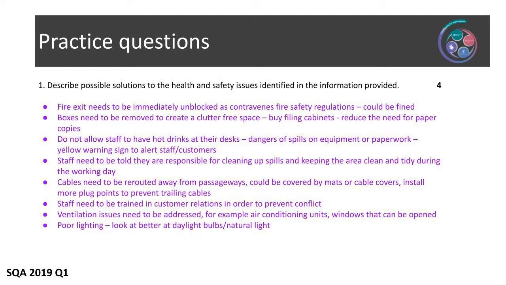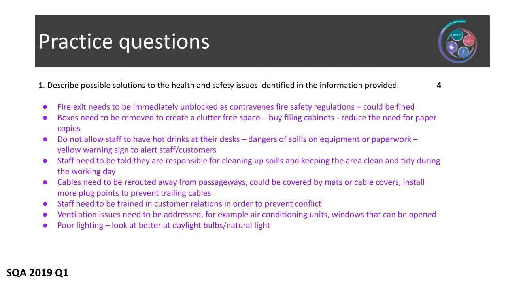Cables should be rerouted away from passageways. They could be covered by mats, cable covers, cable tidies. They could install more plug points to prevent trailing cables, effectively undertaking anything that is going to allow them to have good cable management to remove the trip hazards, because that is the solution, is that we can remove the trip hazard. So giving a nice description on what the answer could look like there.